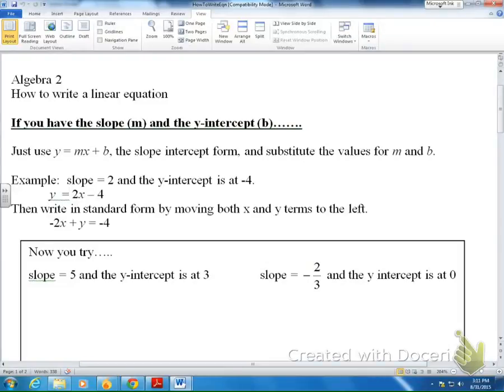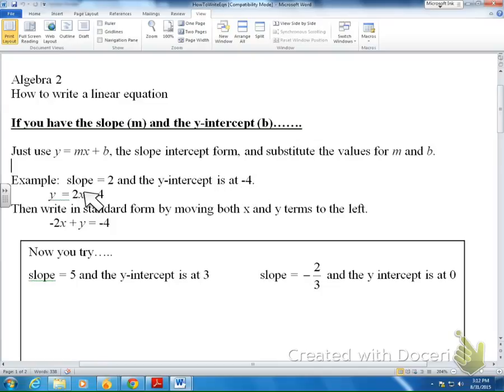I'm going to read through this, because sometimes when you hear it as we read through it, it makes it better for some reason. So if we have a slope and a y-intercept, we're going to use this form, y equals mx plus b. We're going to substitute the values for m and b. If I know the slope is 2 and the y-intercept is -4, I'm just going to plug them in.